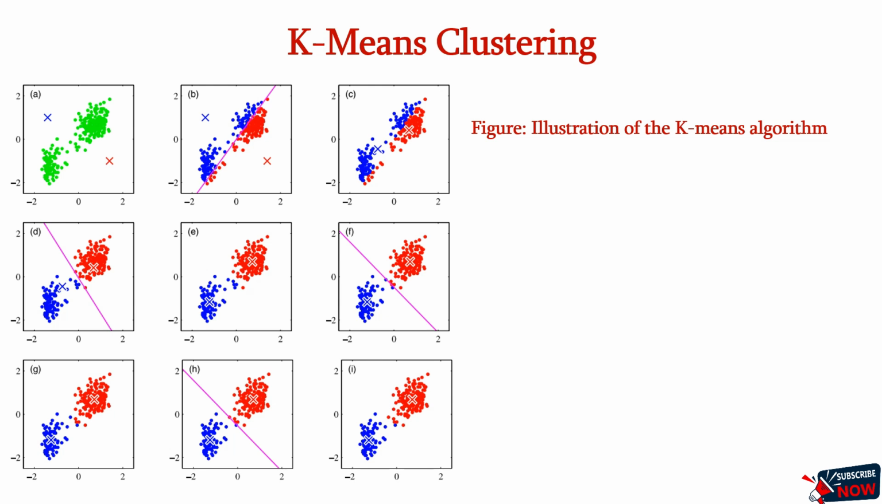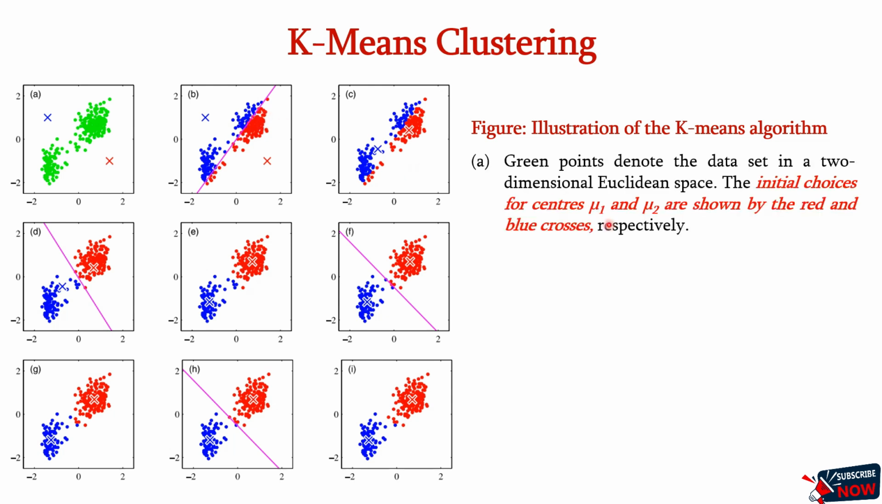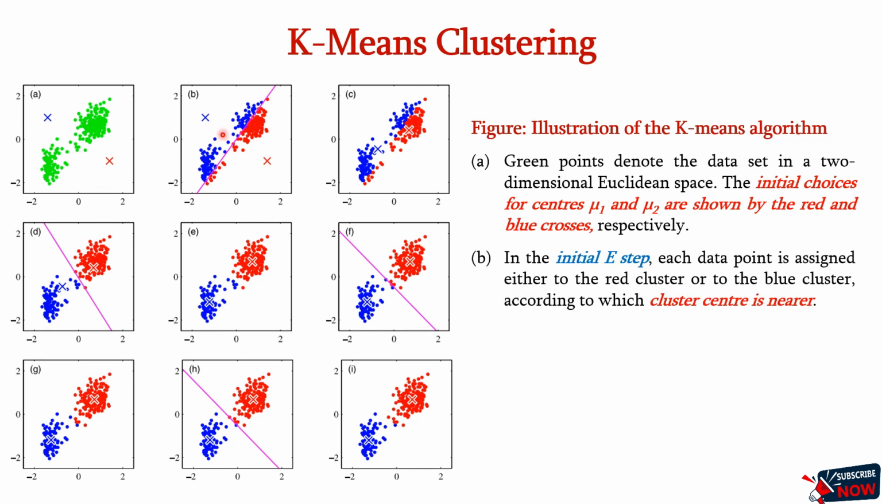In this figure, we have the plots from A to I. In plot A, the green points denote the data set in a two-dimensional Euclidean space. The initial choices for cluster centers mu1 and mu2 are shown by the red and blue crosses. In plot B, we perform the initial expectation step or E step. Here, each data point is assigned to either the red cluster or the blue cluster according to which cluster center it is nearer. If the data point is nearer to the red cluster center, it is assigned to the red cluster. If it is nearer to the blue cluster center, it is assigned to the blue cluster.